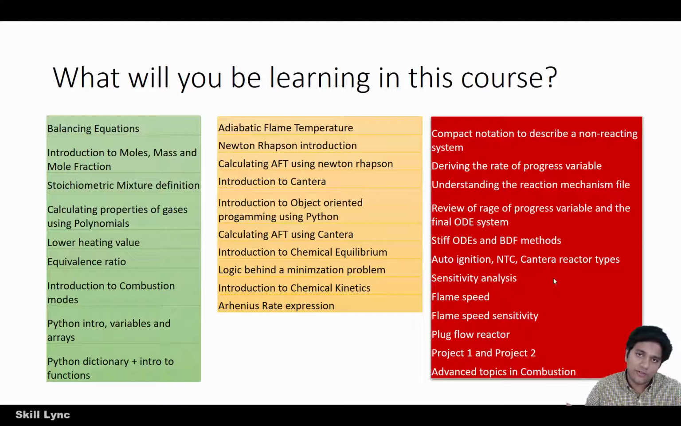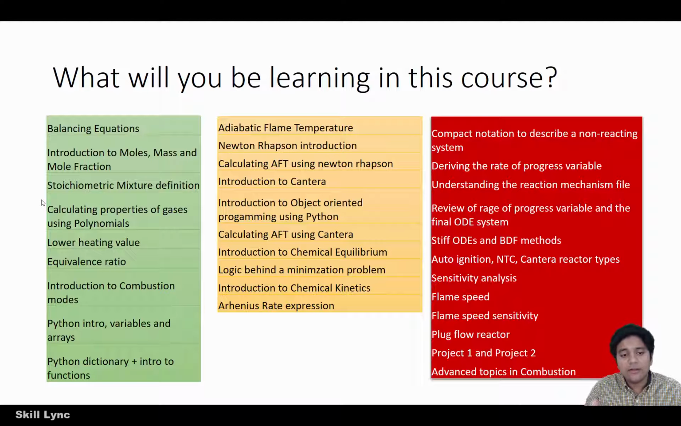working on 2 projects. As far as the topics are concerned, in the first week, we are talking about introductory level thermodynamic concepts like lower heating value, the NASA thermodynamic database, some simple combustion terminologies, and pretty much the introduction to Python is in the first part of this course. Again, no programming expertise is required. We will be teaching you from the basics, so don't worry if you have not done any programming before.